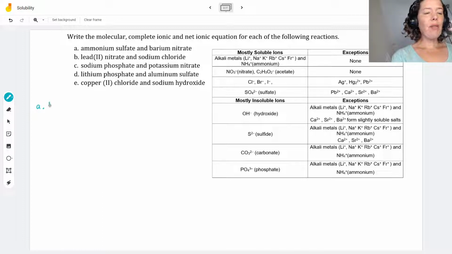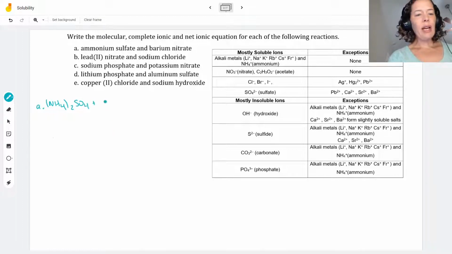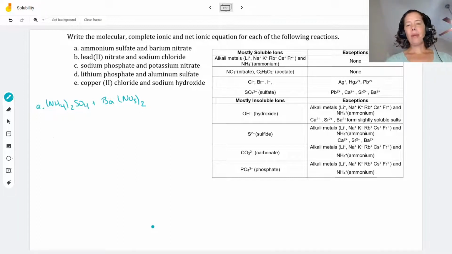So we have ammonium. Let's see, we're going to need two of these for sulfate, and we're reacting it with barium. We're going to need two nitrates. And look, I'm not even going to have enough space to write this reaction. Okay, so what I'm going to do first is I'm just going to predict products.